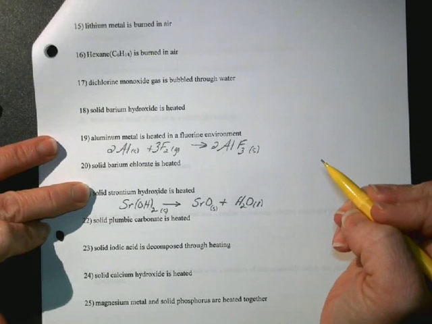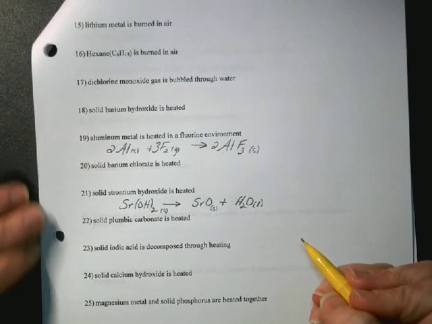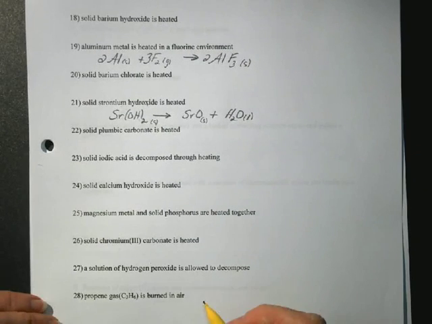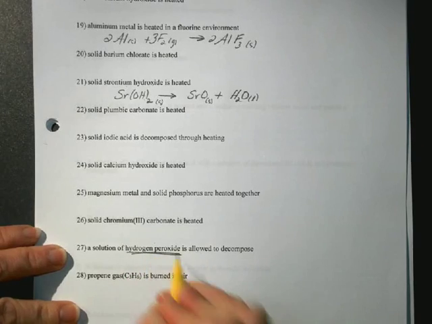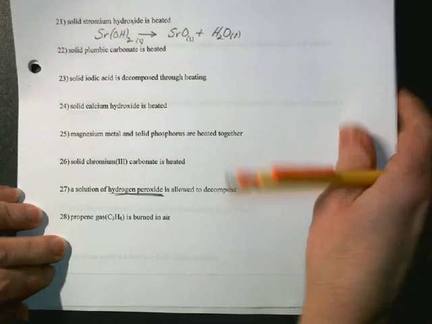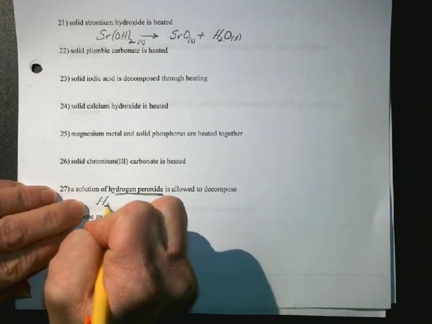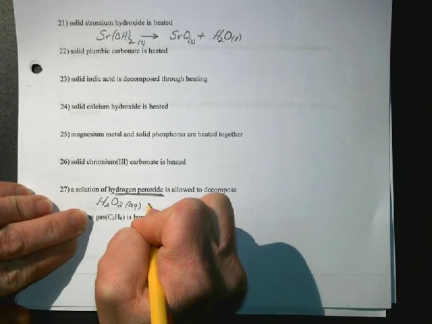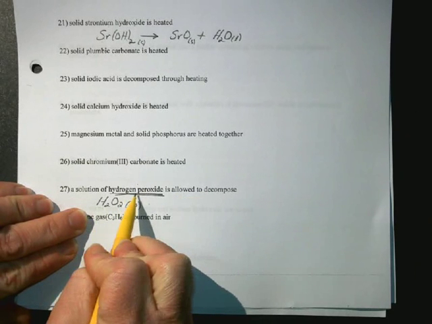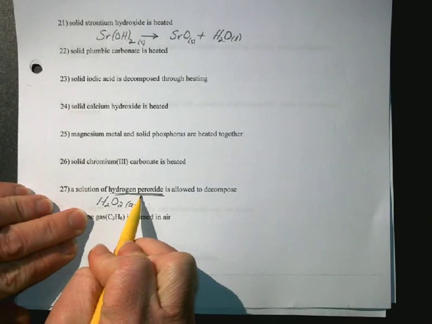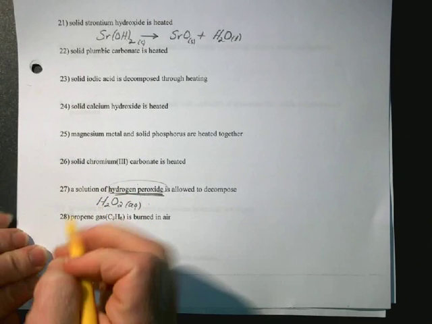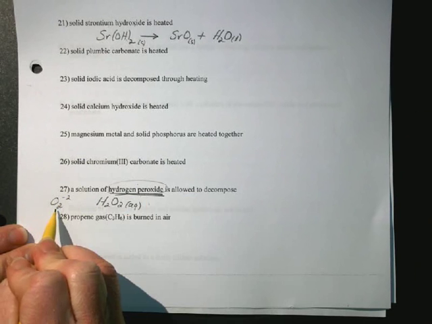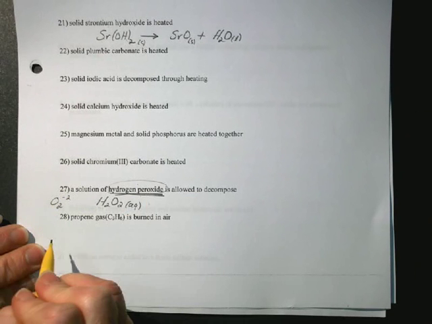Let's see if there's any other. So this might seem like a unique one, but this is a good time to remind us that hydrogen peroxide. Now, peroxide is a polyatomic ion where each oxygen is showing a -1 charge. How strange.